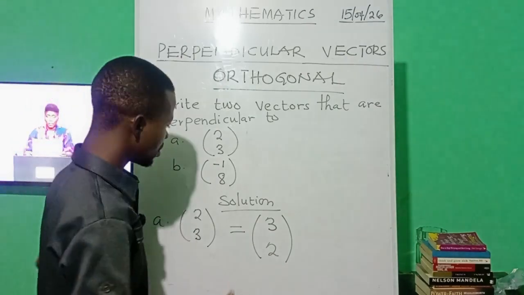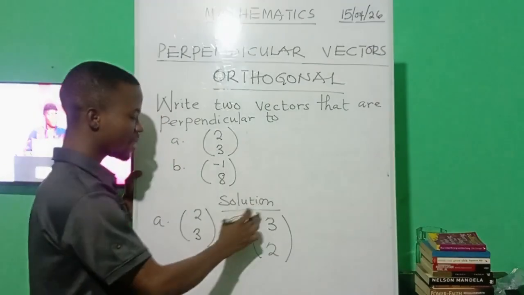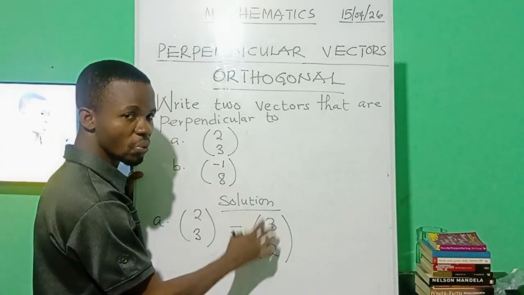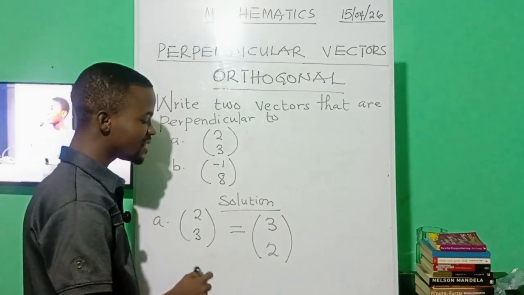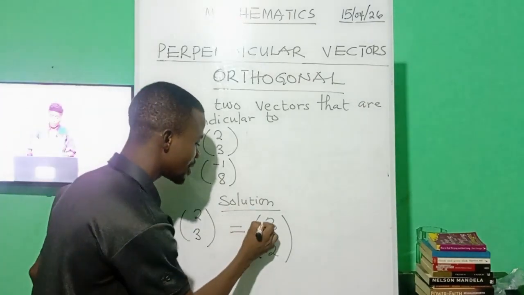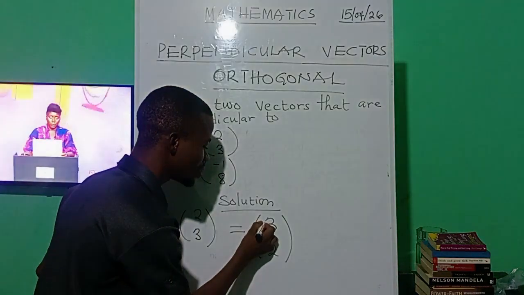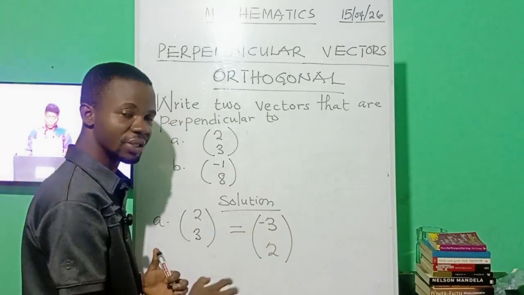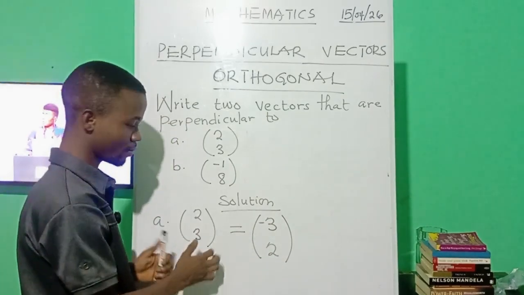Are you following? You have the 3 coming to the top and then the 2 coming to the bottom. When you are done, you add a negative to one of them. Not both, but one. You can decide to add it to this one. So this is the first one. This vector is perpendicular to this vector.